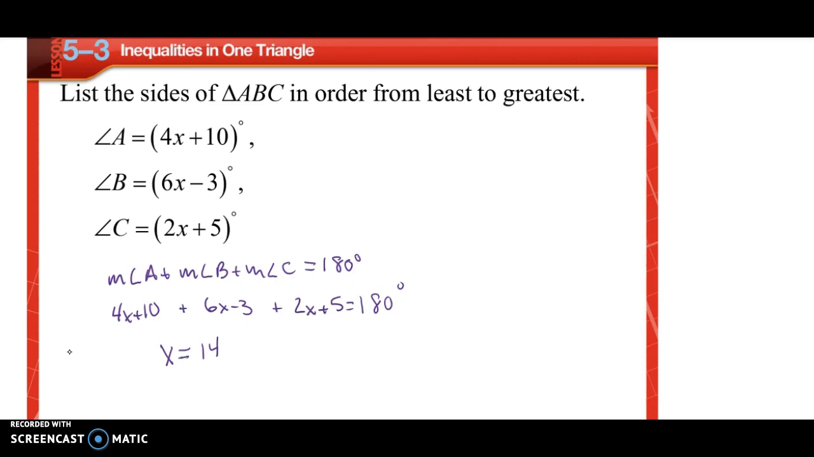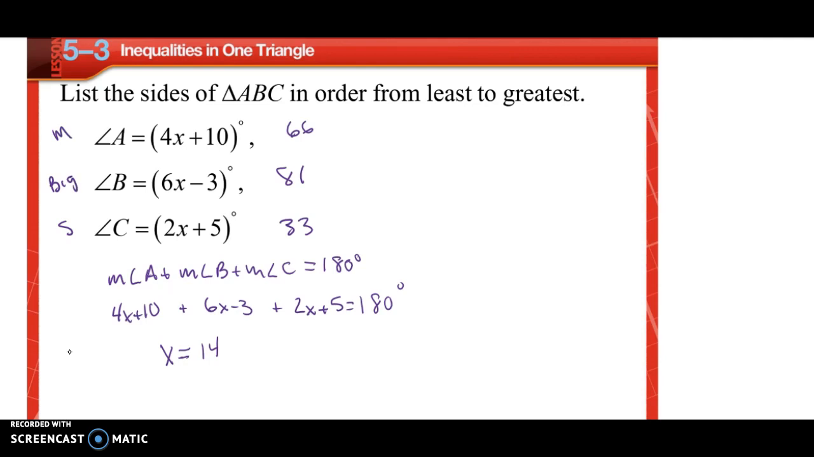So we're going to take that 14 and plug it in here, and when we do that, we get angle A is 66, angle B is 81, angle C is 33. And if you recall, this is the smallest, and this is the medium, and then this is the biggest.